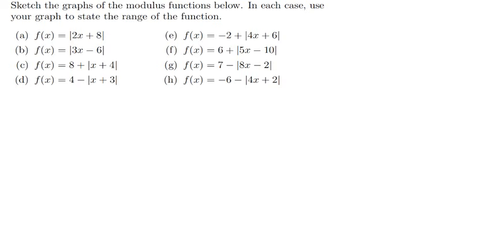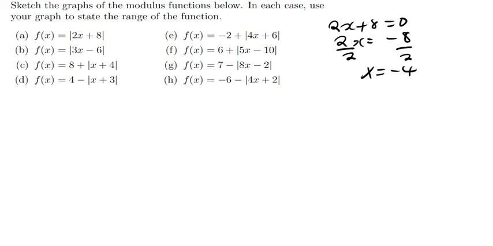So let's start with question 1. Like I said, take what is in the modulus only and equate it to 0. So 2x plus 8 is equal to 0. So 2x will be equal to negative 8. Divide both sides by 2, and x will be equal to negative 4. My central point is at negative 4.